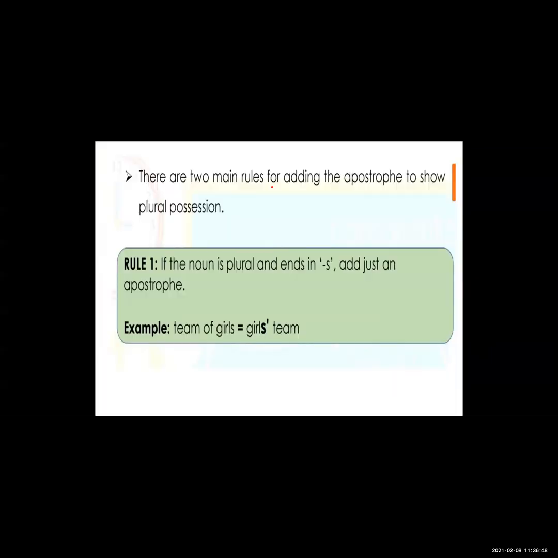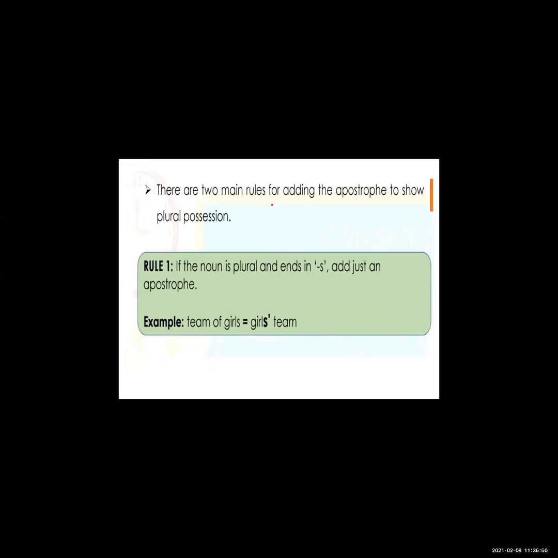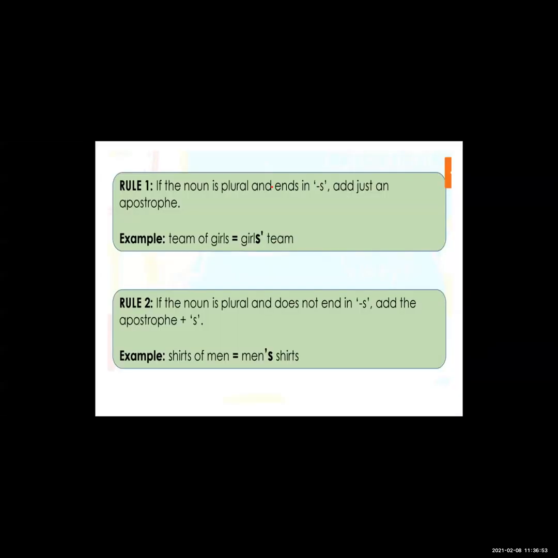Now see the plural nouns. There are also two rules. If the noun is plural and ends with s, add just an apostrophe, not s. And if the noun is plural and does not end with s, at that time add apostrophe plus s. So this is all about the apostrophe.